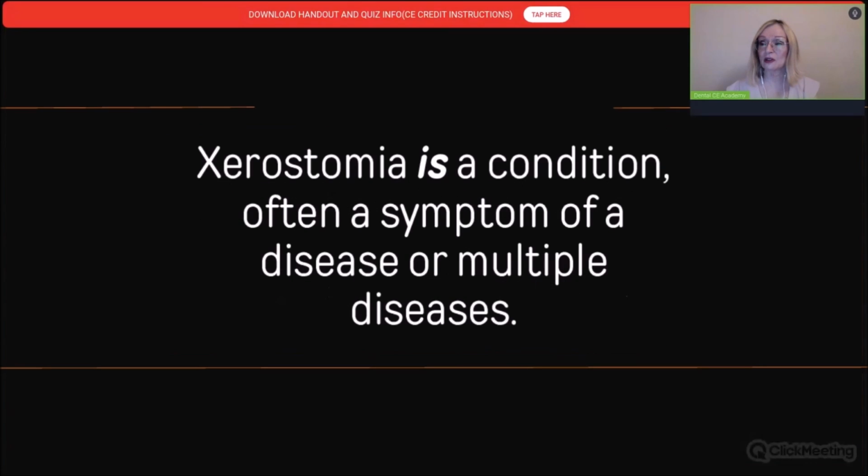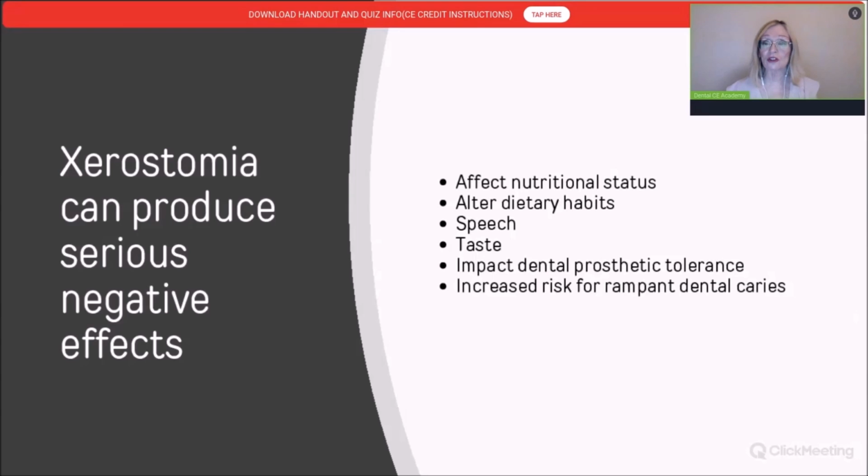So xerostomia is not a disease, it's a condition. It's often a symptom of a disease or multiple diseases, and it can produce serious negative effects. It can affect nutritional status. It can alter dietary habits, as we saw early on. It's difficult to swallow. It's difficult to chew. It can affect your speech, your taste. It can impact dental prostheses. Dentures are meant to rest on moist tissue. When tissue is dry, it is problematic. Increased risk for rampant dental caries as well.